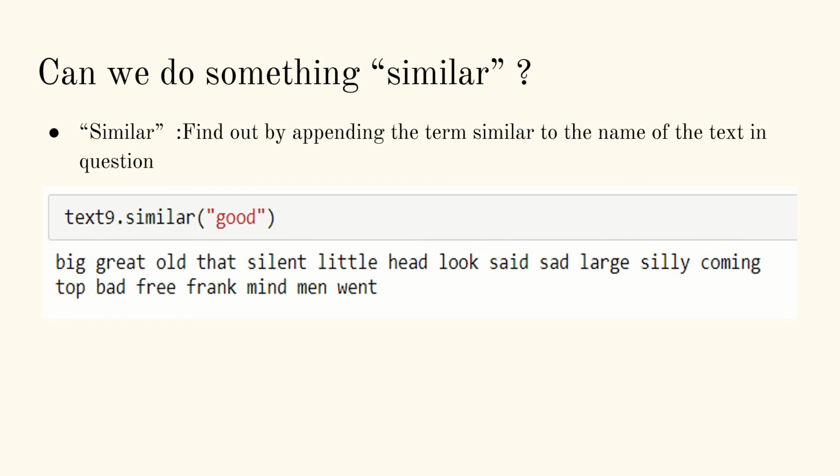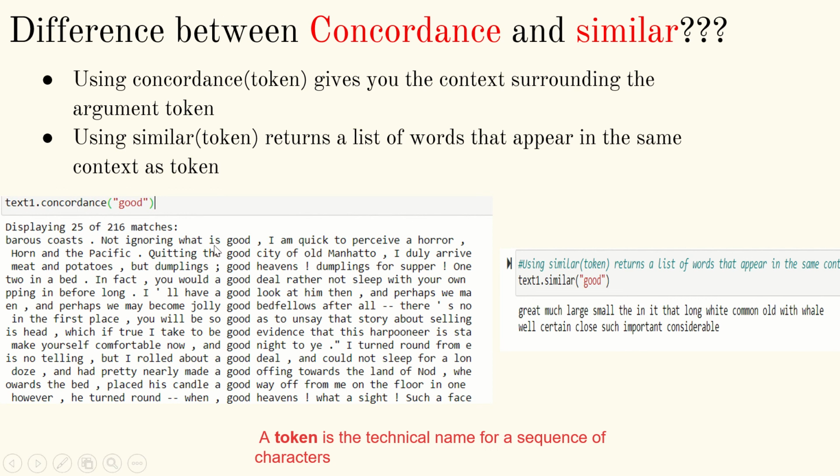The previous attempt with concordance displayed the sentence where monstrous was available. This time, we are going to get only the words that match the context, and the words could be before good or after good. So that's the way we have got the result which is available in front of us. Using concordance gives you the context surrounding the argument token, which means whatever you pass here, good, monstrous, all these are called tokens. And using similar returns a list of words. Remember, it gives you a list of words that appear in the same context as the token. Here I have used good. Concordance displayed all the lines which have good. Here I got only the words which match. Only the words that are before and after for the context are retrieved and printed out.